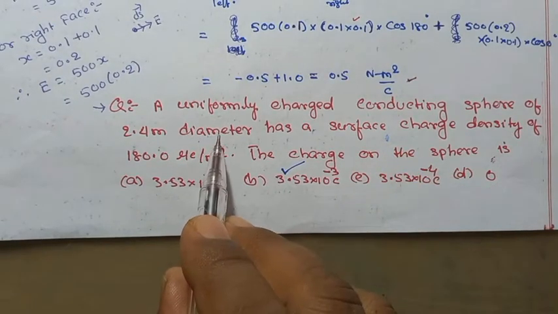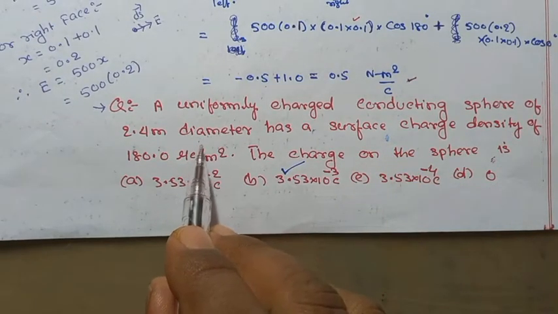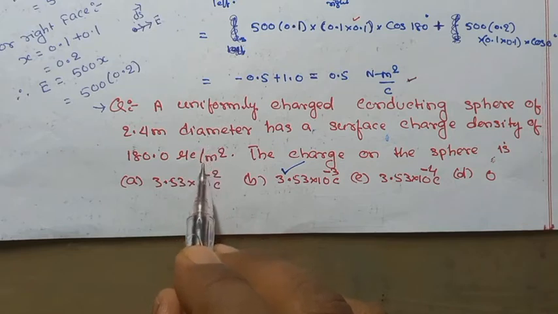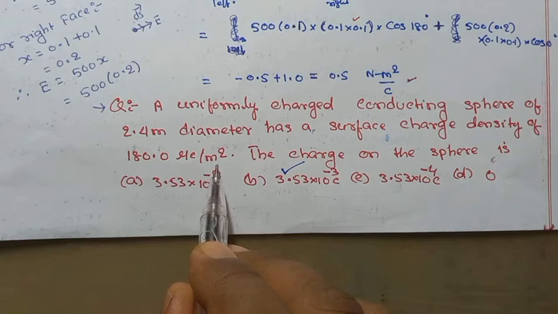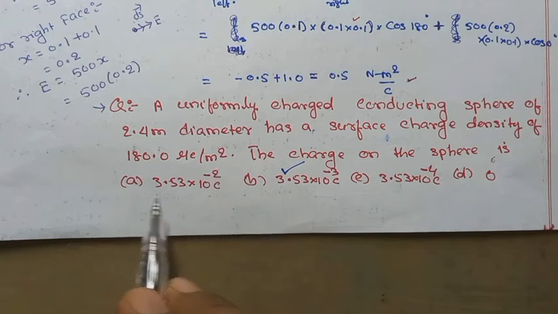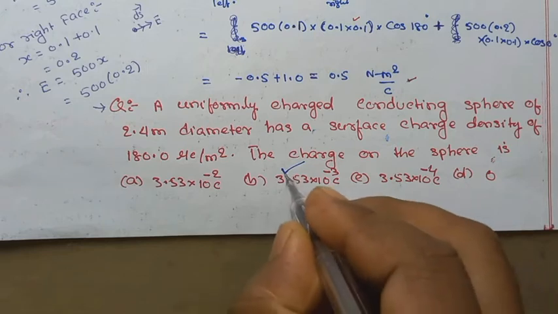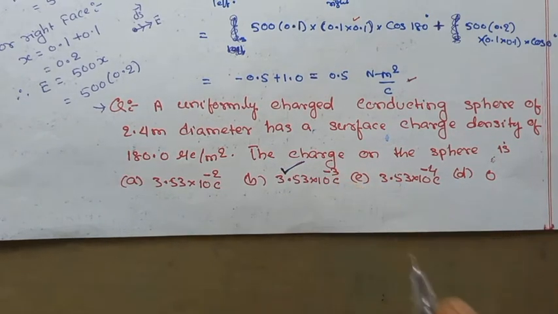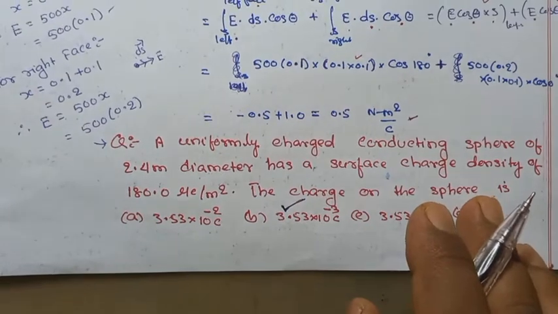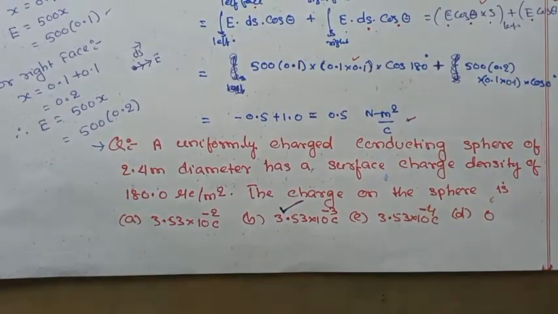A uniformly charged conducting sphere of 2.4 meter diameter has a surface charge density of 180 microcoulomb per meter square. The charge on the sphere is, option A given, B given, C, D given. So here option B is correct. Now we'll see the detailed explanation. Okay.